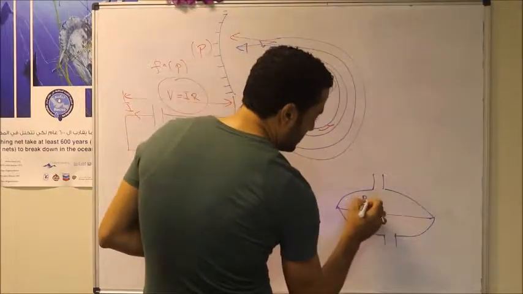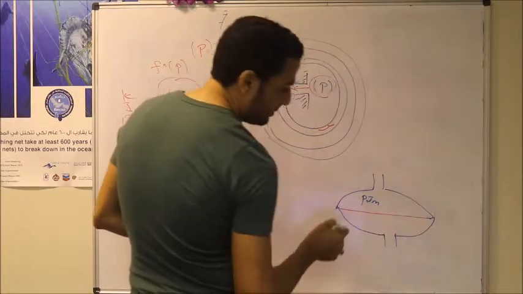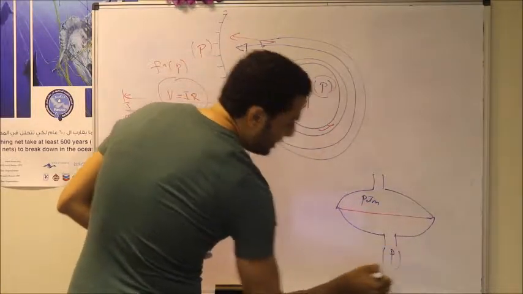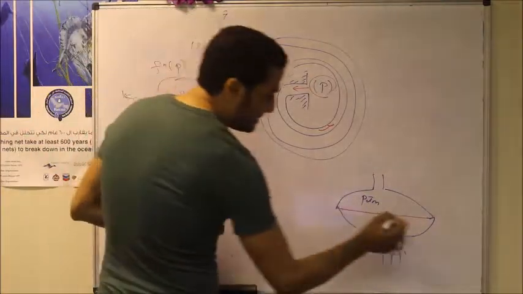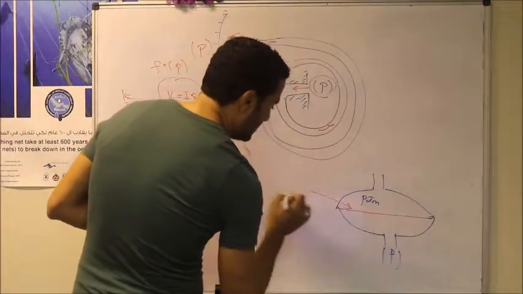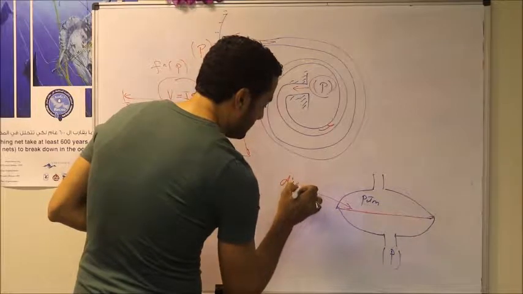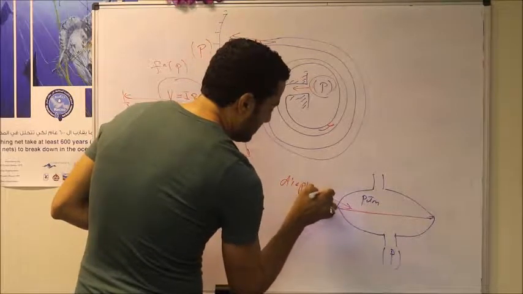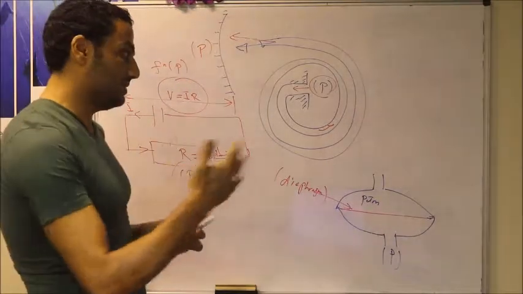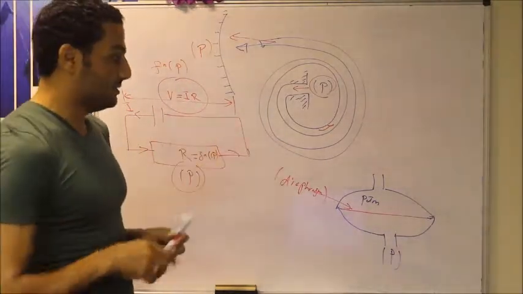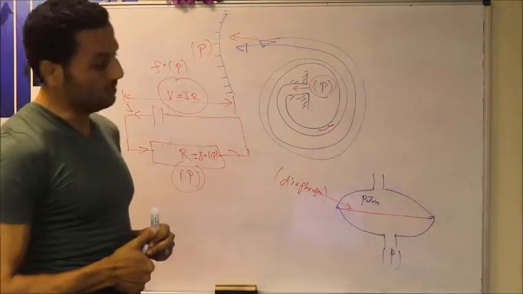One chamber, the top one, is subjected to atmospheric pressure, and the bottom one is subjected to the pressure that we want to measure. The red line represents the diaphragm. The diaphragm is an elastic material, and it can be expanded or contracted depending on the pressure.